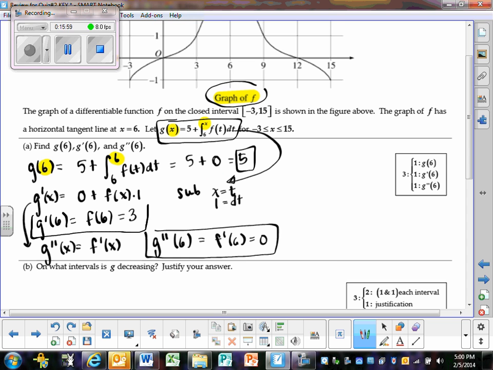The first derivative was 3, and we actually know the y value for g. On g, we have the point (6, 5). X is 6, the y value is 5.